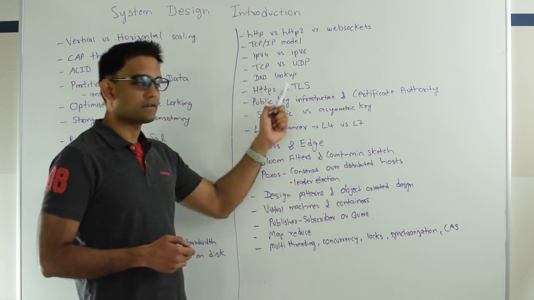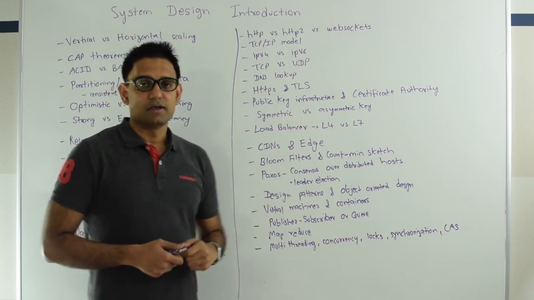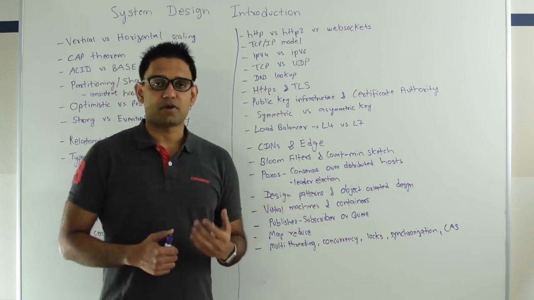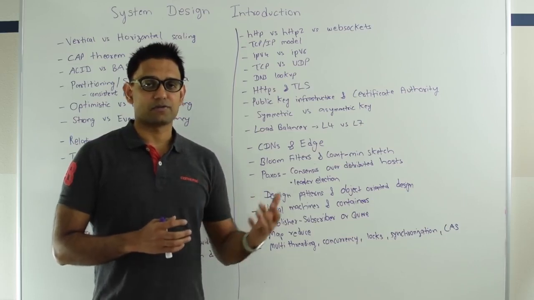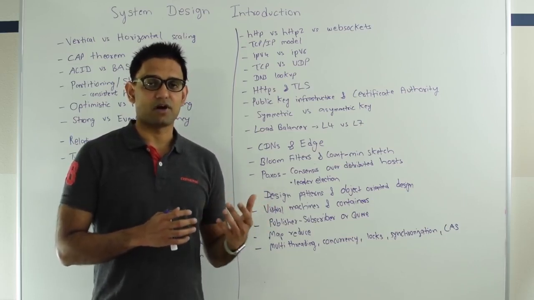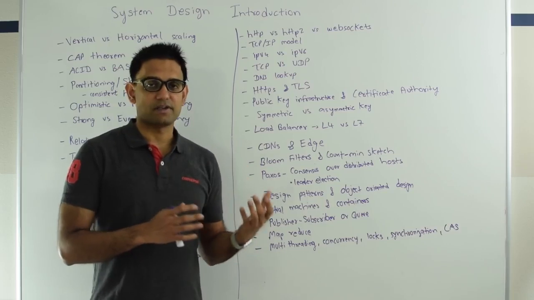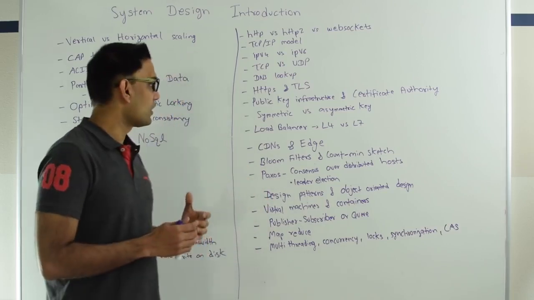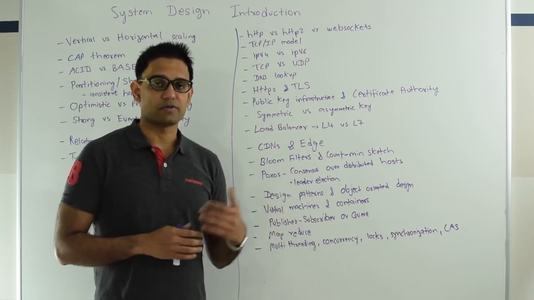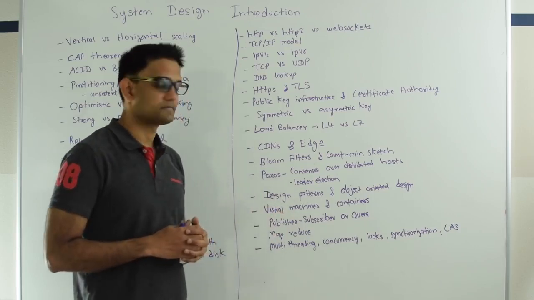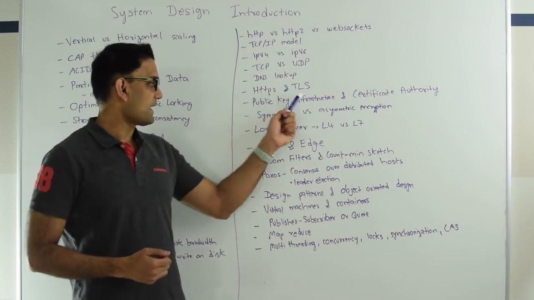Then we have DNS lookup, domain name server lookup. If you type www.facebook.com in your browser, the request goes to the DNS, which translates this address into an IP address. So it's good to know how those things work, what the hierarchy around them is, how they do caching, and things like that.